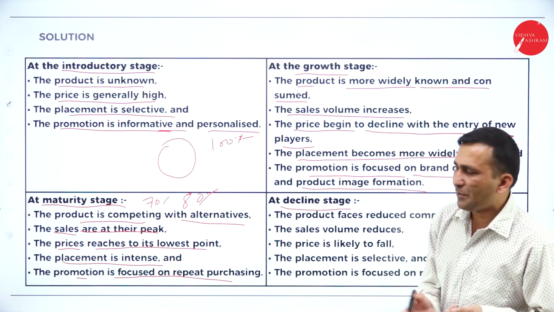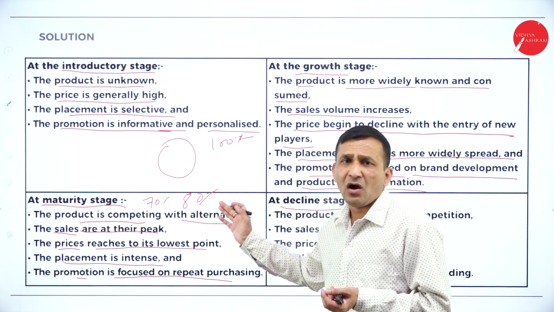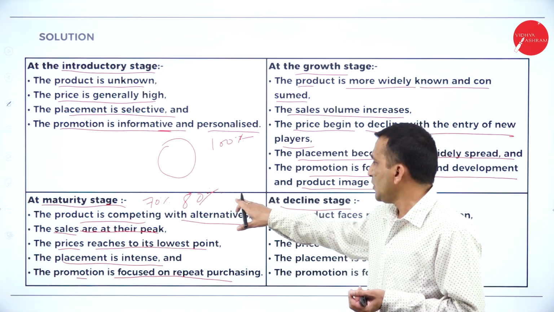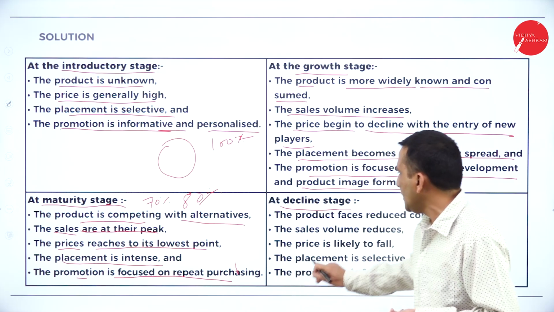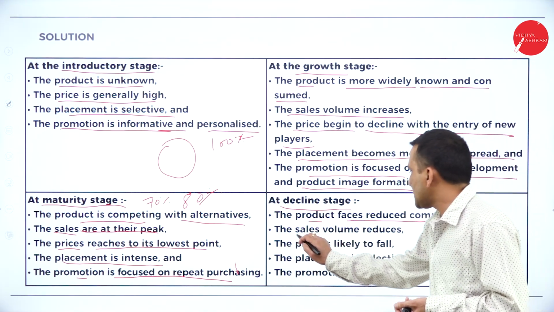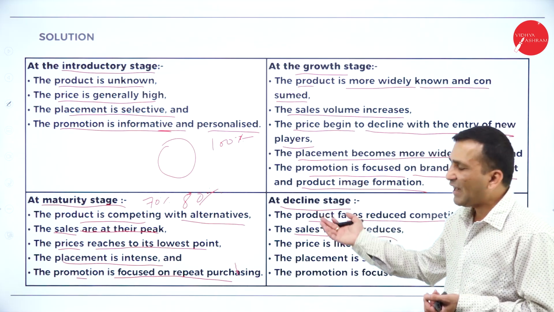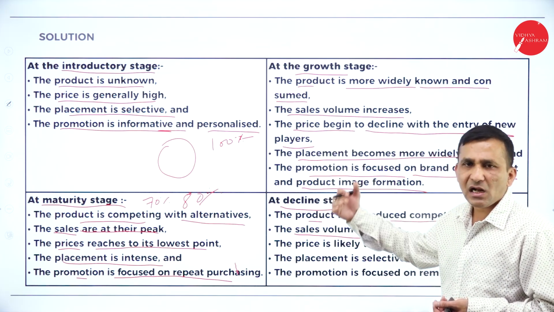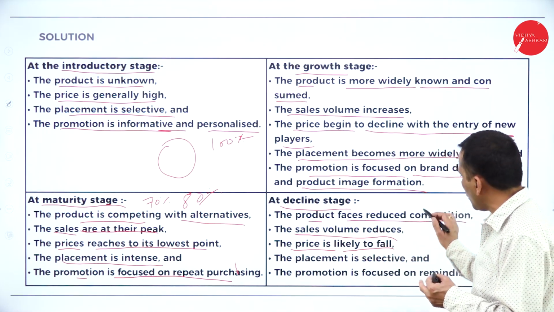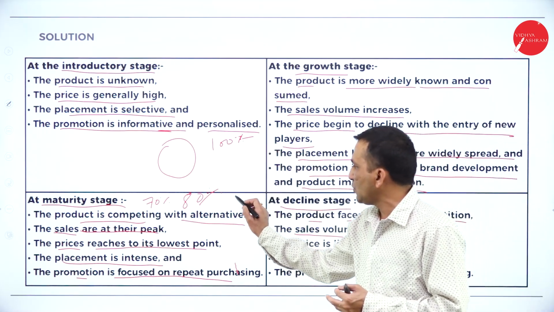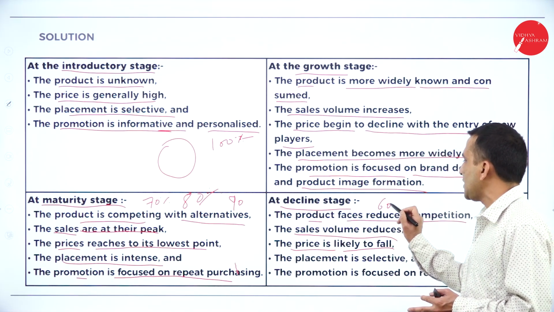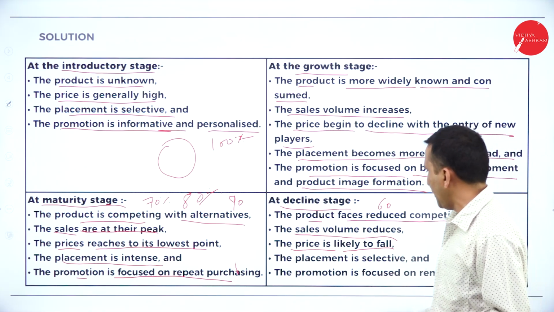Under the decline stage, because similar products are offered by competitors, your sales will be reducing. The product faces reducing competition. The sales value is reduced because competitors are now offering it. So the price is likely to fall and again you need to reduce it. Suppose you charged 90 rupees; now you need to charge 60 or 70 rupees as per company policy.